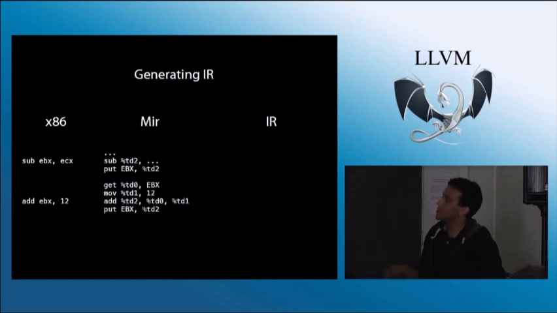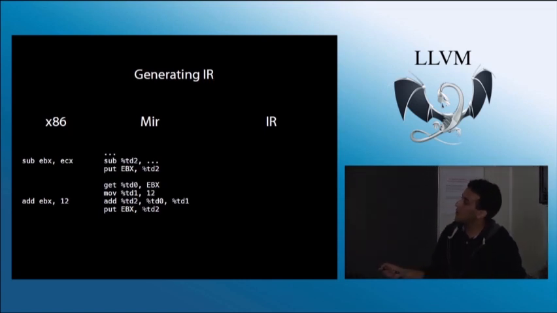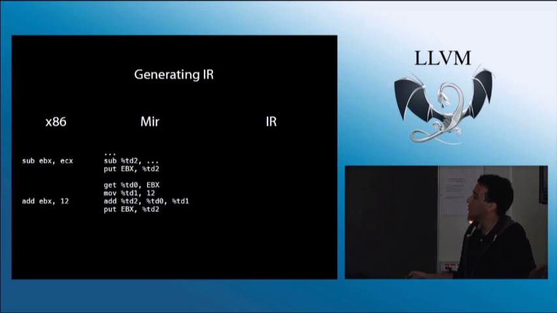So there are just a few more transformations based on the mirror code. Here we have two x86 instructions. First we have a sub, so we subtract ECX from EBX, and we add 12 to that. Here we have the mirror code. We subtract, put it in EBX, and it goes through EBX. We move 12 to a value, we add both of these, and we put it back into the register.